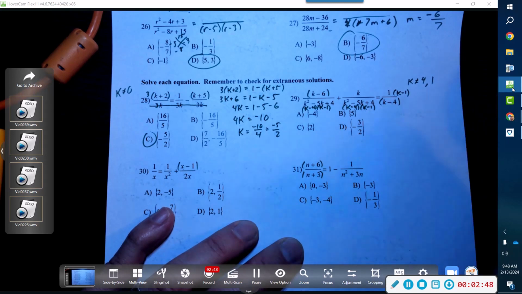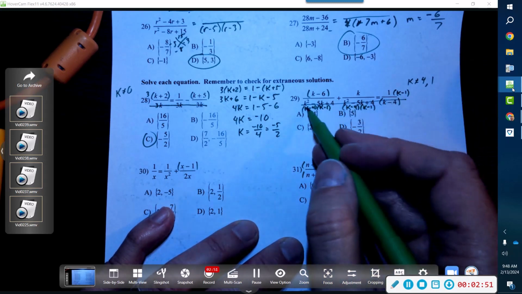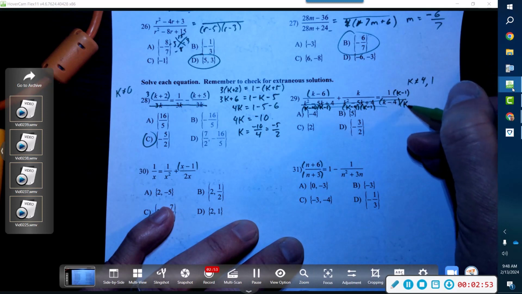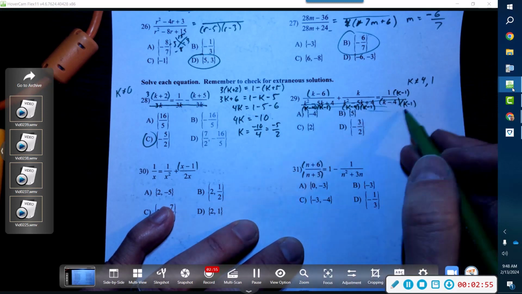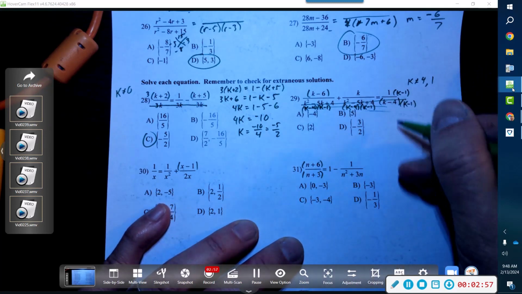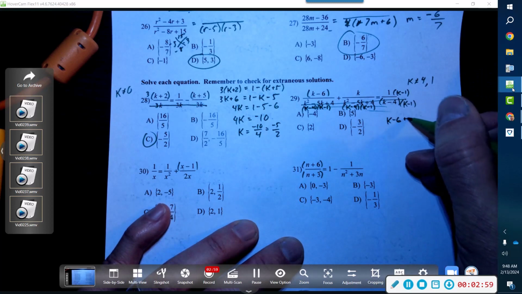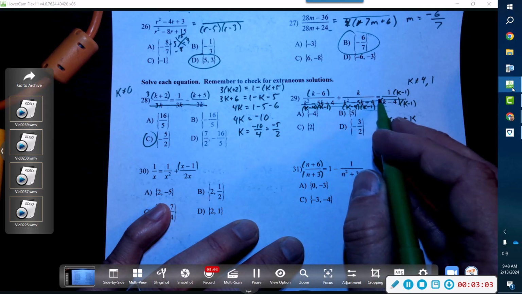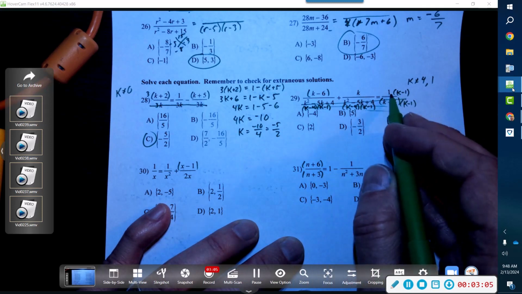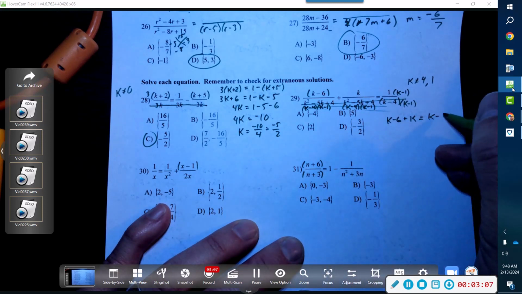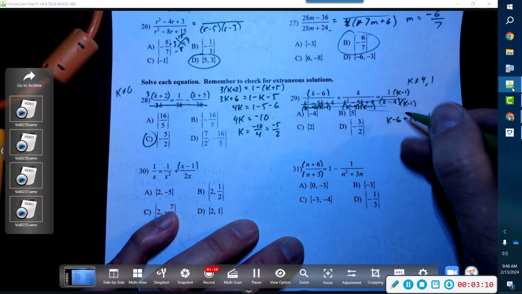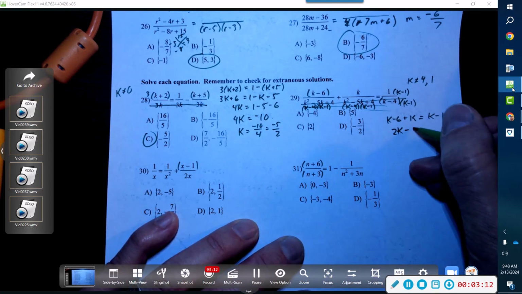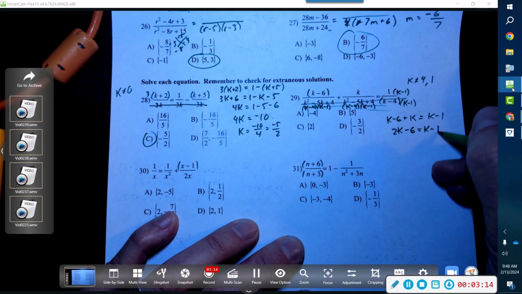All right, now they are completely even. Okay, let's put that k minus 1. Now they're all even. So we've got k minus 6 plus k minus 6 plus k equals k minus 1 times 1, which is just k minus 1. So we add the two k's together here. 2k minus 6 equals k minus 1.